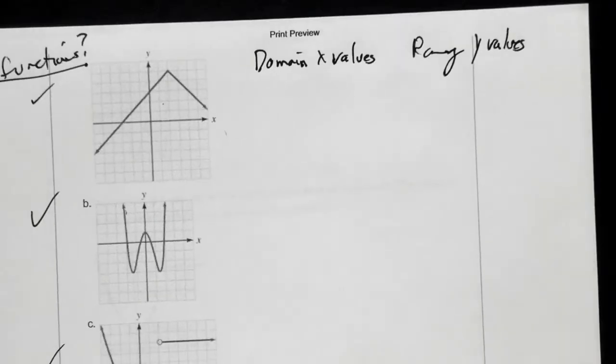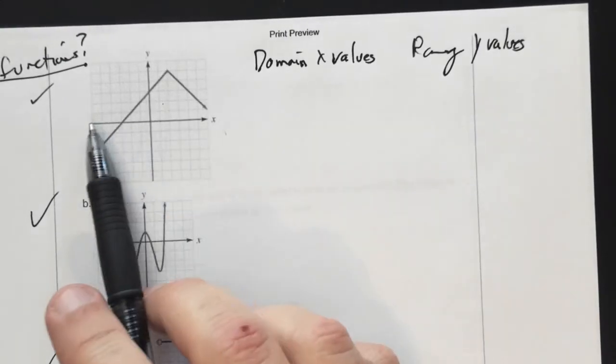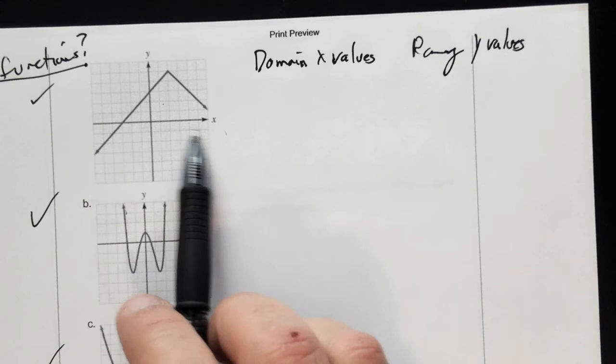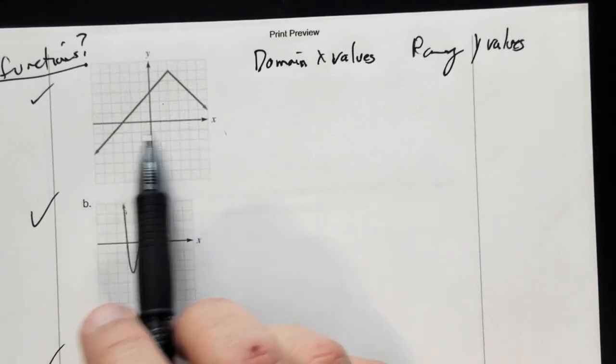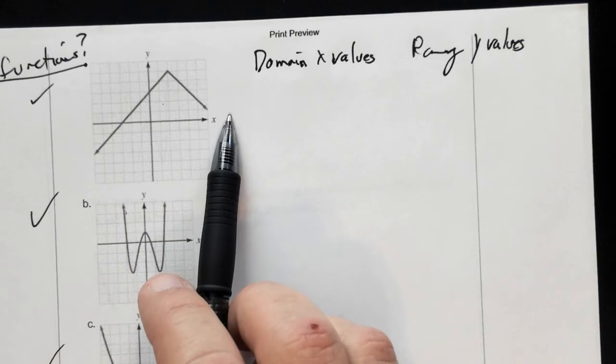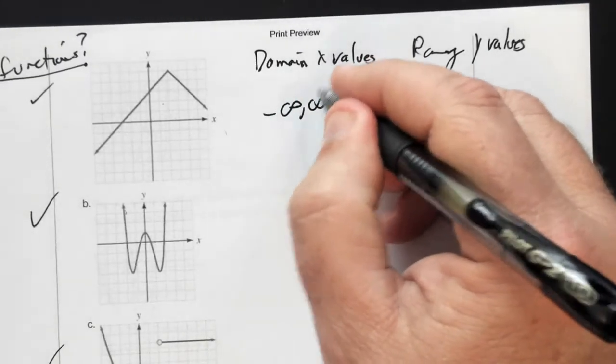Already talked about that earlier in a different unit. Okay, so when we talk about functions, we can find its domain. Now in this case, the domain is your x values. What x values did this cover? Well, this arrow is going forever to the left. This arrow is going forever to the right, which means my domain is all real numbers.